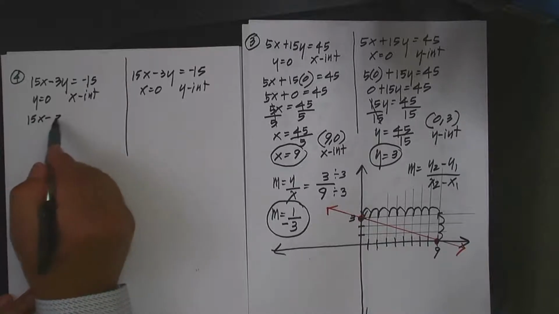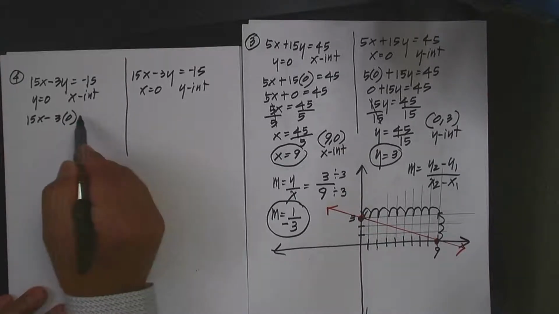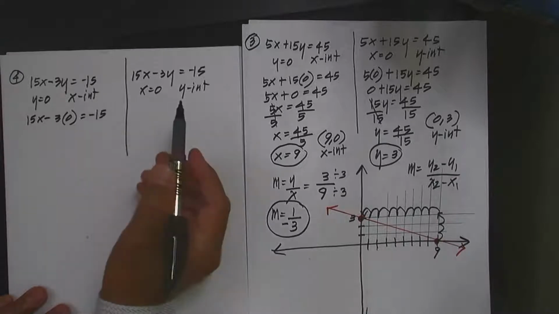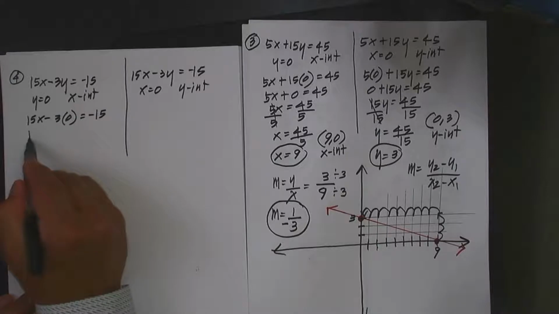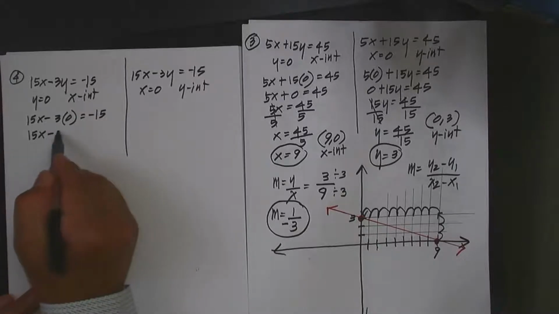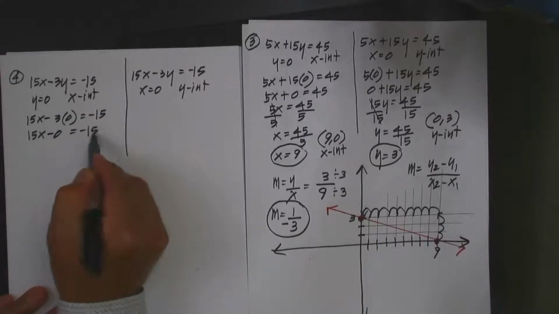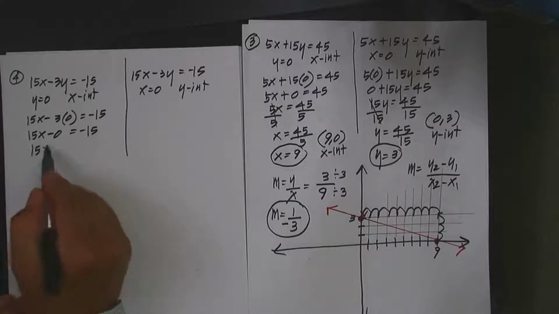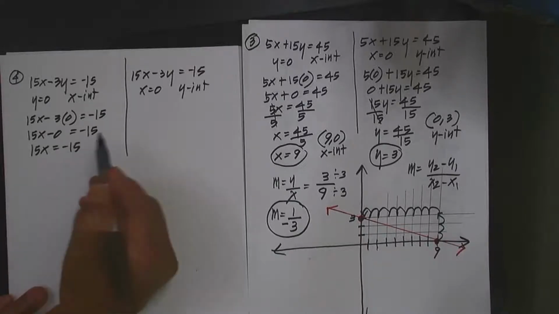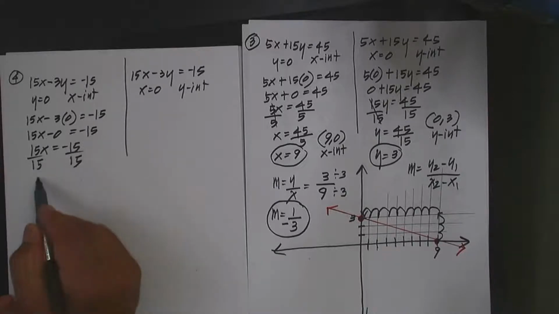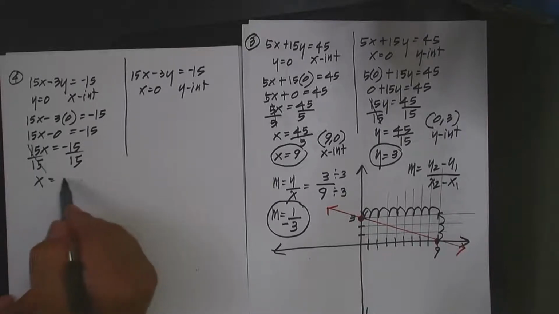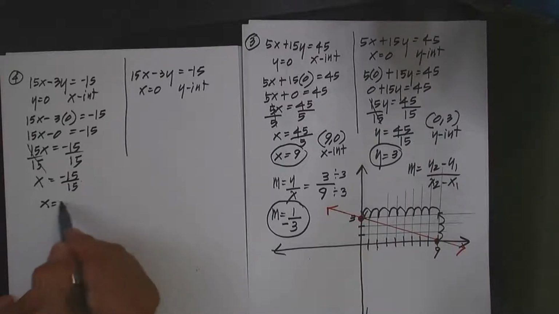x minus 3 times 0 is equal to negative 15, right? So you have 15x plus 0 is equal to negative 15. So you have 15x is equal to negative 15. And then you divide both sides by 15, so you end up with negative 15 divided by 15. So you end up with negative 1.